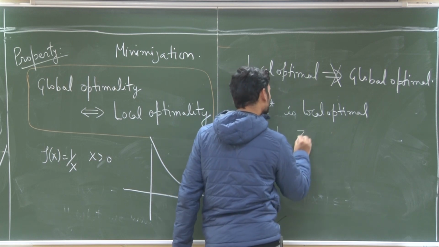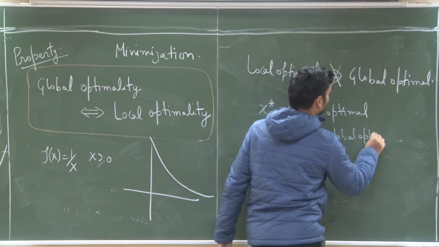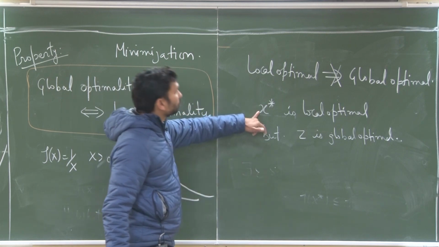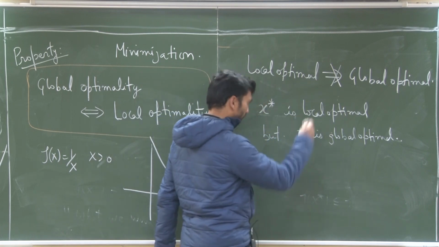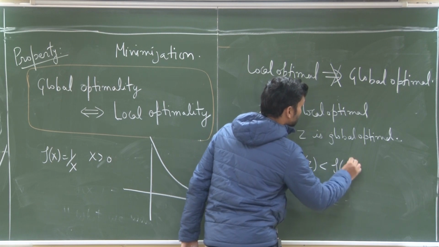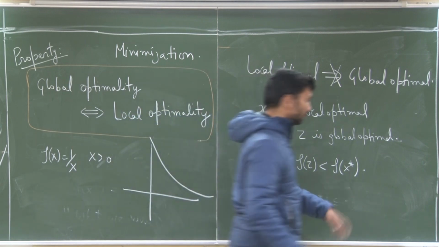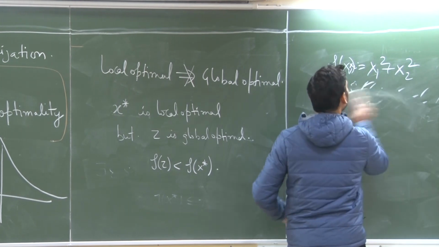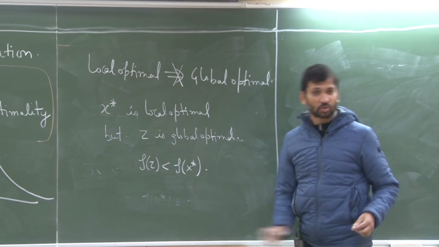but z is global optimal. What this means is around the neighborhood of x star, f x star is the best value, but actually there is a point probably far away where f z is less than f x star. Okay, and you want to say that such possibility cannot arise. Why? Because f is convex and the region on which the function is defined is also convex.